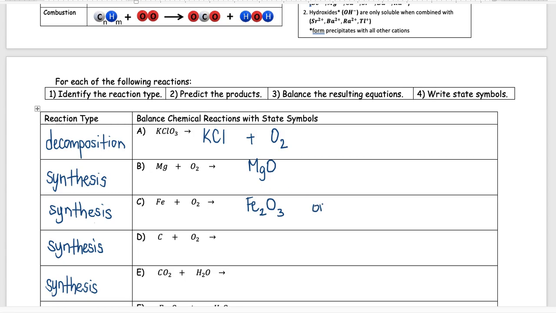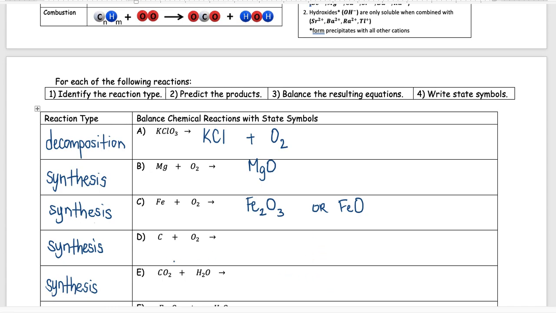Otherwise, I will also accept the other one, iron 2, which will be a 2+ charge and a 2- charge. They'll crisscross, cancel out, charge balance, and you'll get that. Whichever one you do, and then you try to balance it, just look at which product you have.